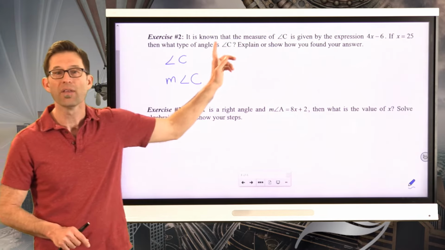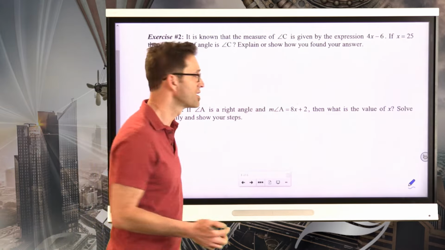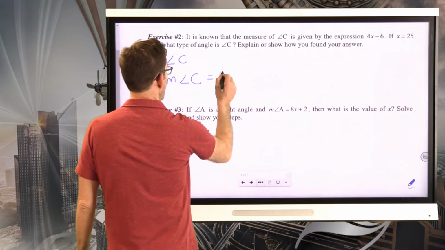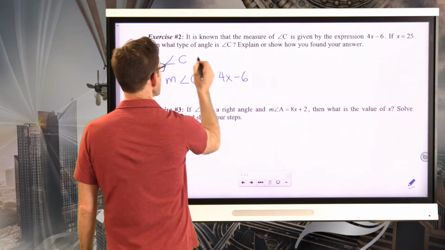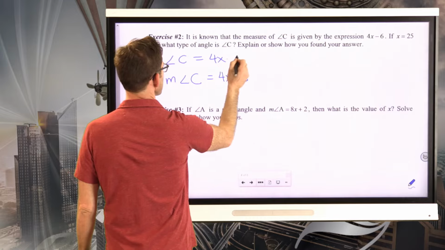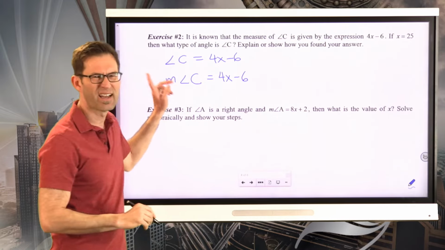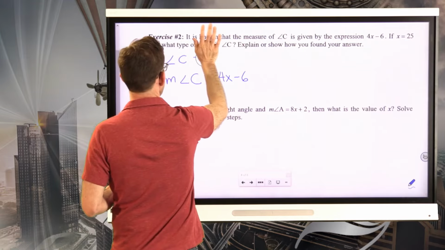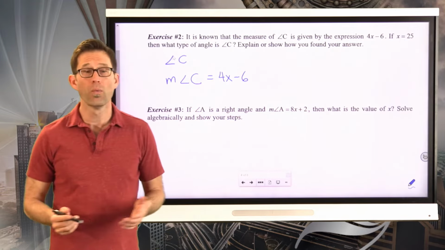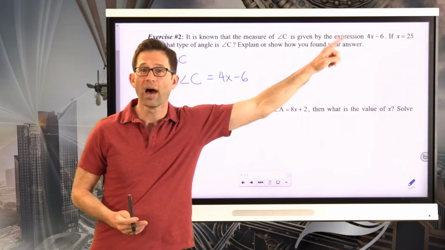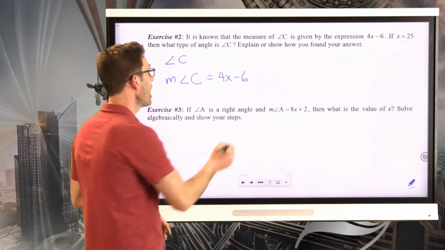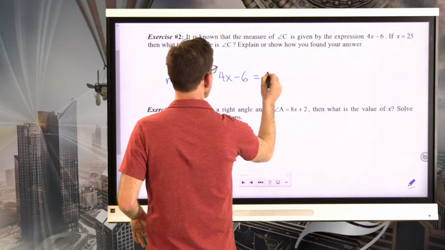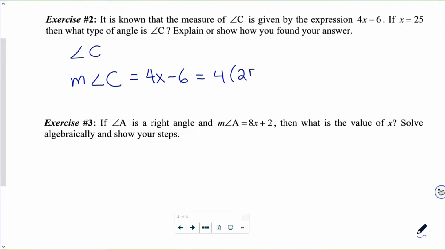So when they tell me that the measure of angle C is given by the expression 4x minus 6, I should write it down like this. I shouldn't really write it down like this. That's bad form. That's not good. All right, so I'm going to get rid of that. Now, what did they tell me? They told me that the value of x is 25. So I can actually figure out what the measure of angle C is by substituting 25 into that algebraic expression.